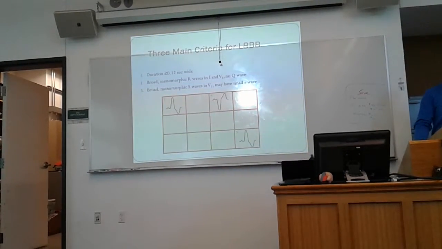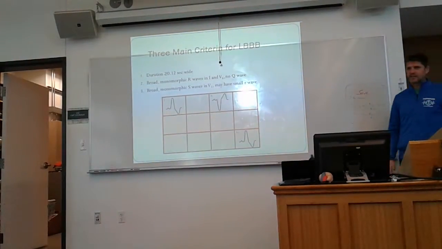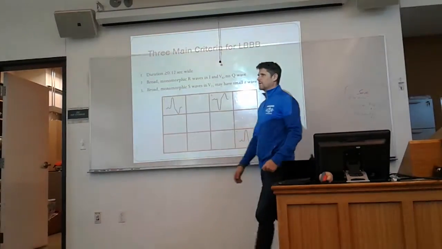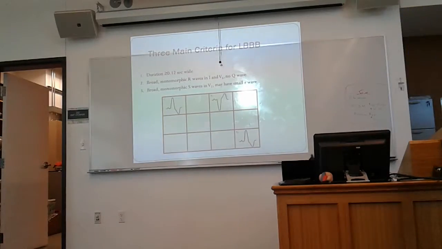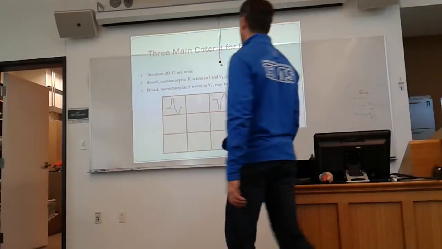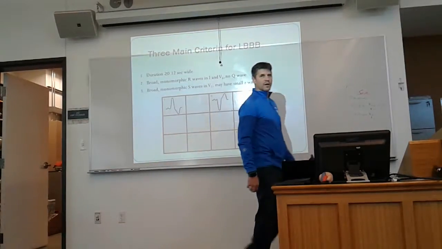Okay, so is this a wide QRS complex? Yeah. Is it supraventricular? Yes. Leads 1 and V6, are they all positive? Yes. Do they have discordant T waves? In lead V1, is it all negative? Does it have a positive T wave? Yes. So therefore we have what? Left bundle branch.